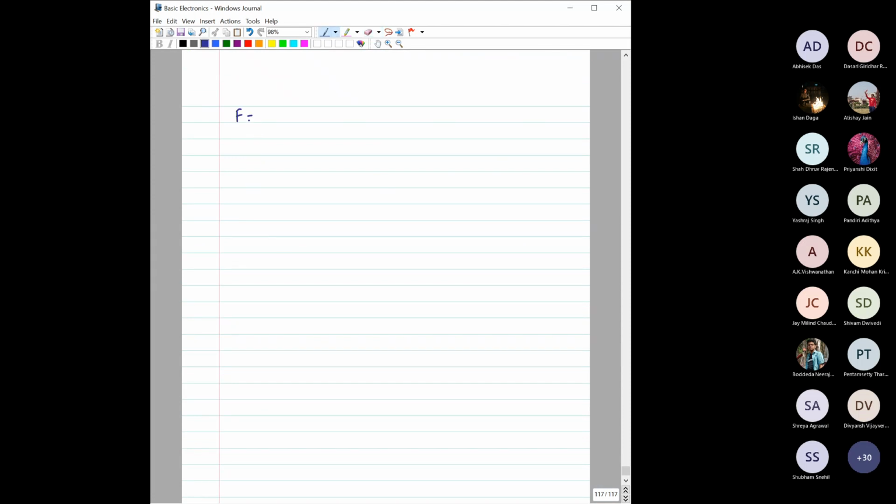Say, the function is AB plus AB bar. But here it is given that F is a function of A, B, C, which means three variables are present, A, B and C. If this F can be represented in this fashion, then you are being asked to express it in sum of product, SOP form.